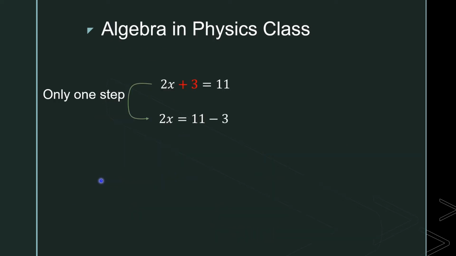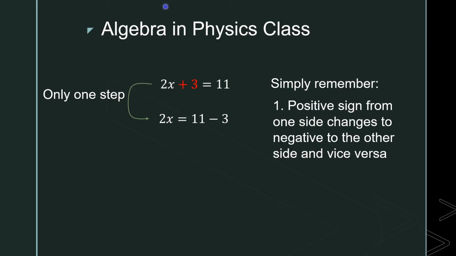To summarize, simply remember that the positive sign from one side changes to negative sign to the other side and vice versa. So if it was negative, then this would have been positive here, when a term in an equation switches side. Once you recall it, you complete the job neatly in one step. No more mess.